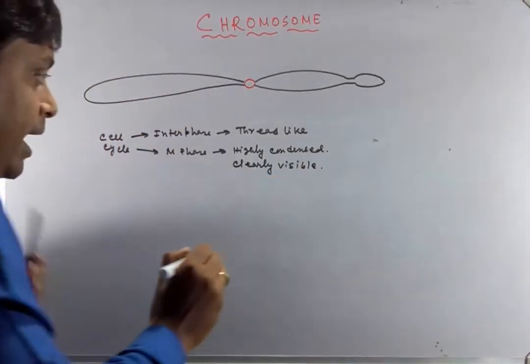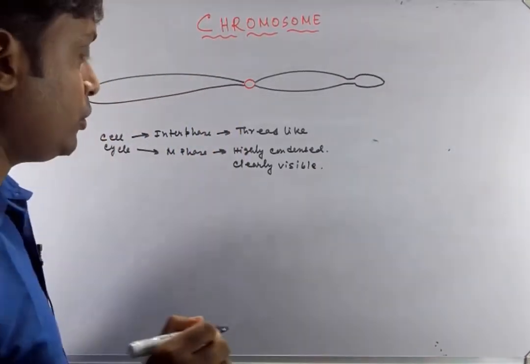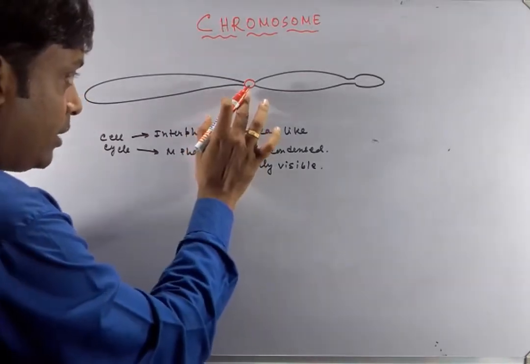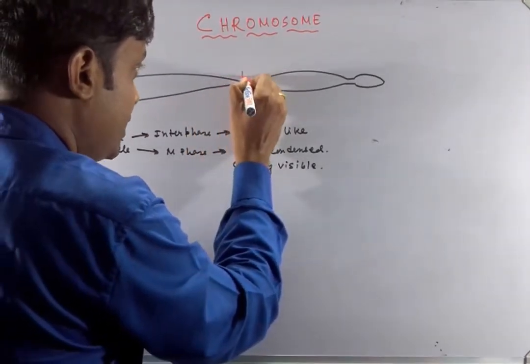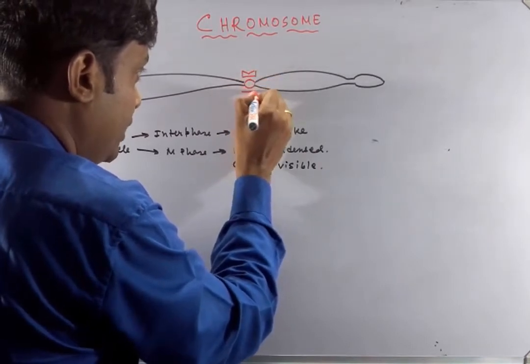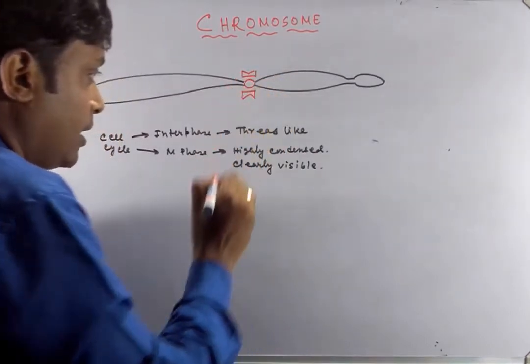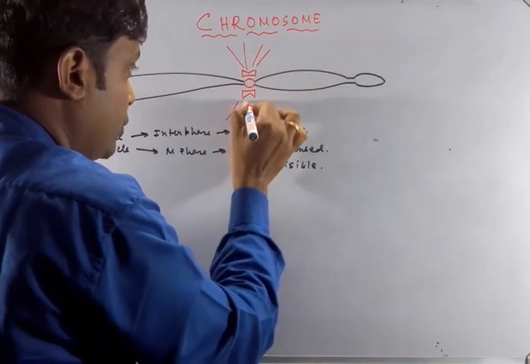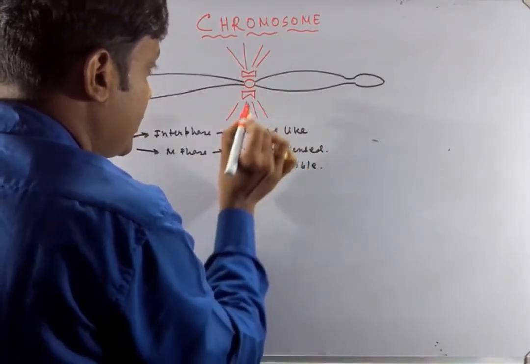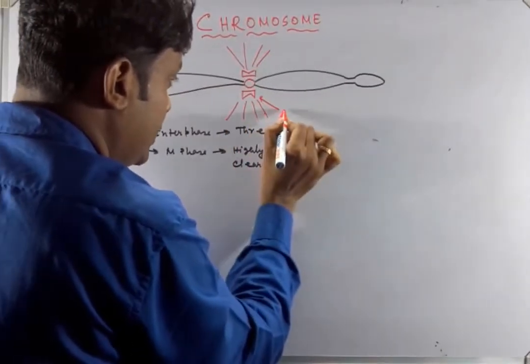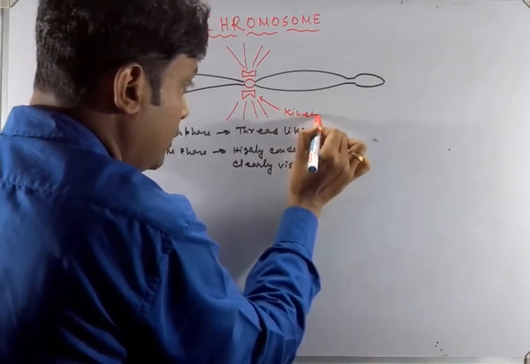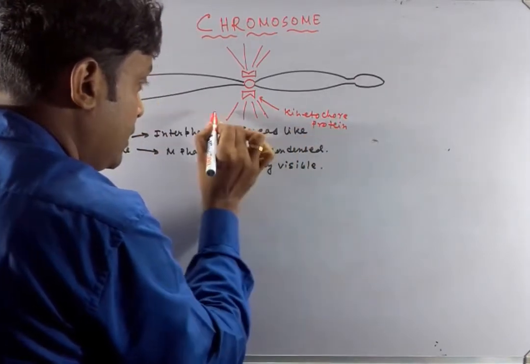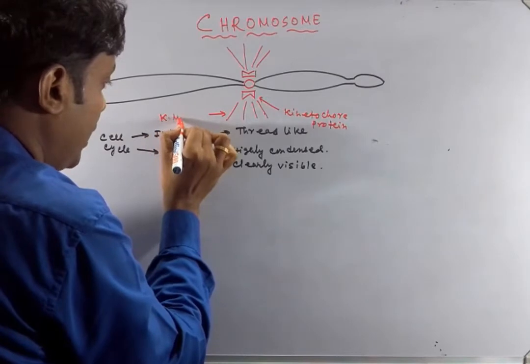Okay. And here I am drawing you the M phase chromosome, which is clearly visible. In the chromosome there is a particular constriction, and this is the primary constriction. A kind of protein is associated with the primary constriction, and this is the kinetochore protein, and the kinetochore protein contains many kinetochore microtubules. So this is the primary constriction, and these are the kinetochore proteins, and these are kinetochore microtubules.